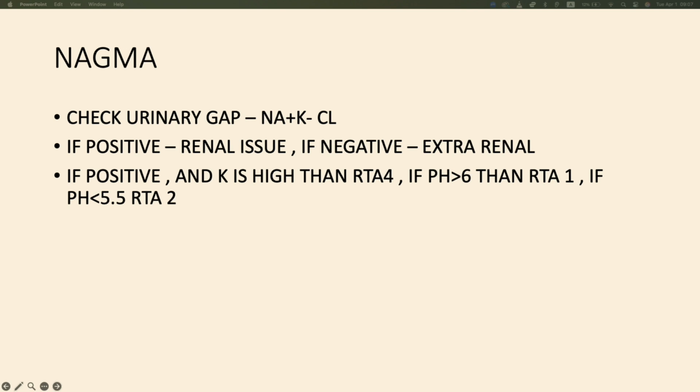If the potassium is normal, now you have to differentiate between RTA1 and RTA2, which is renal tubular acidosis 1 and 2. You differentiate by the urine pH. If the pH is more than 6, then that means the patient is having RTA1. If the pH is less than 5.5, then the patient is having RTA2. And this is how you know that this is a renal tubular acidosis and further differentiate into what type.